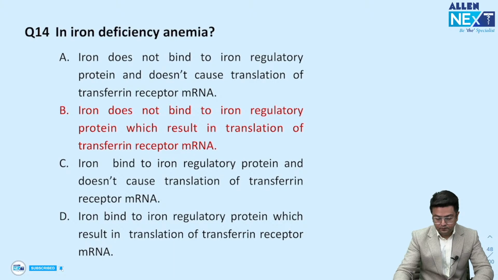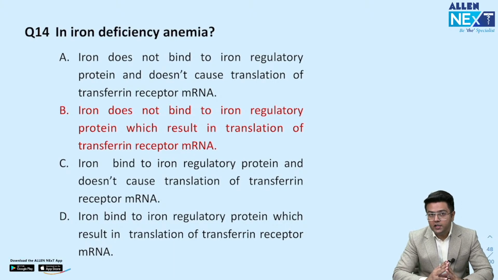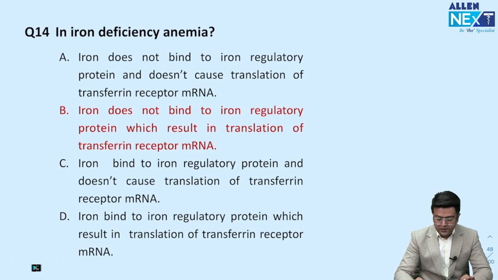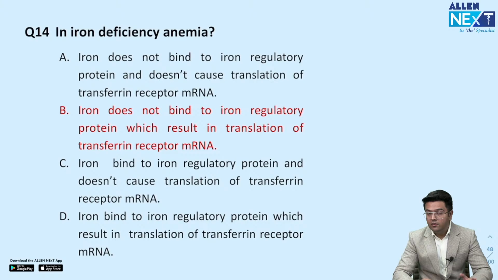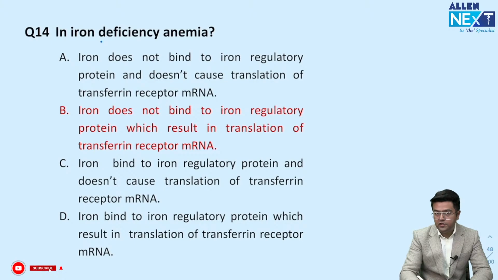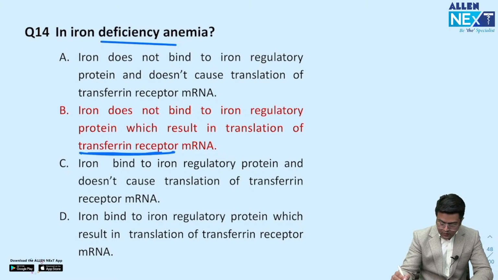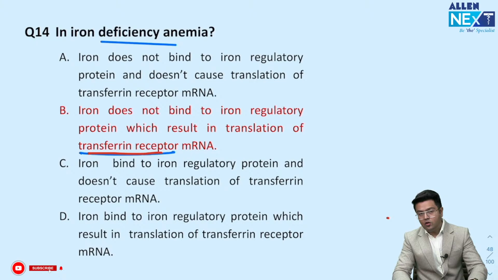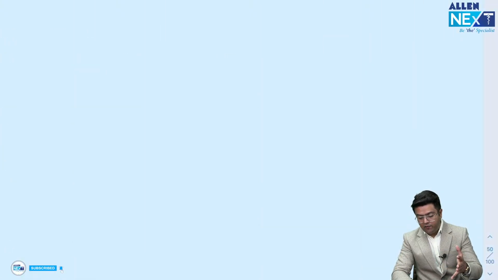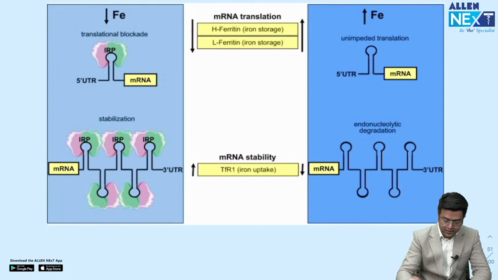Moving to the next point, which is again related to the regulation of gene expression, a very important topic. In iron deficiency anemia, there are two genes, ferritin and transferrin. The ferritin gene, which is required for storage of iron, is inactivated, obviously, because iron is already deficient. And in this question we have the transferrin receptor. So in the presence of iron and in the absence of iron, what happens? Let's see this using this simple image.